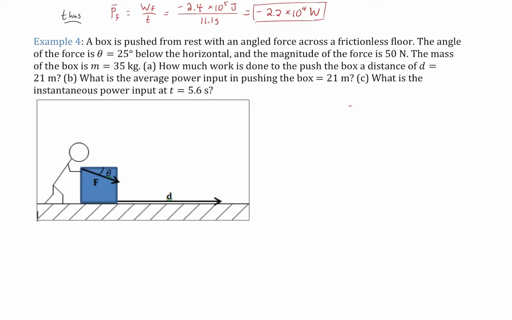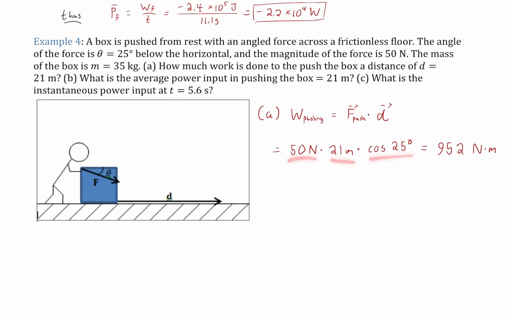Let's do it. First step, just going to find the work of pushing. That's just going to be the force of pushing and the distance, taking the vectors together. Kind of ignore that step. Care about this one, right? Because we know that the definition of work is 50 times 21 times cosine of the angle between the two.